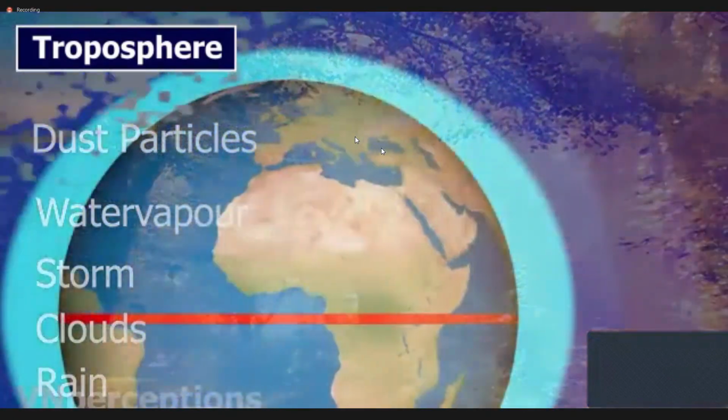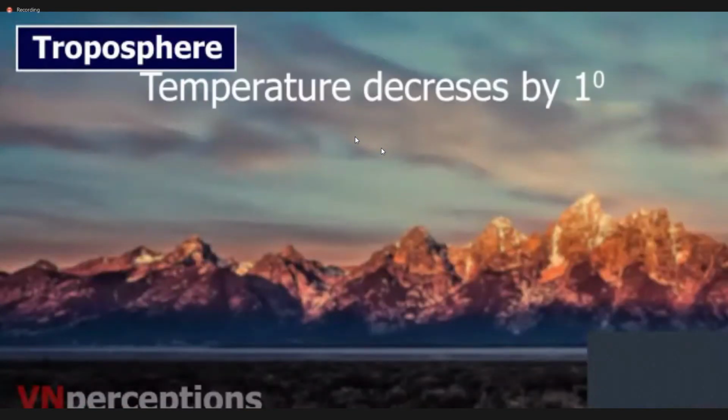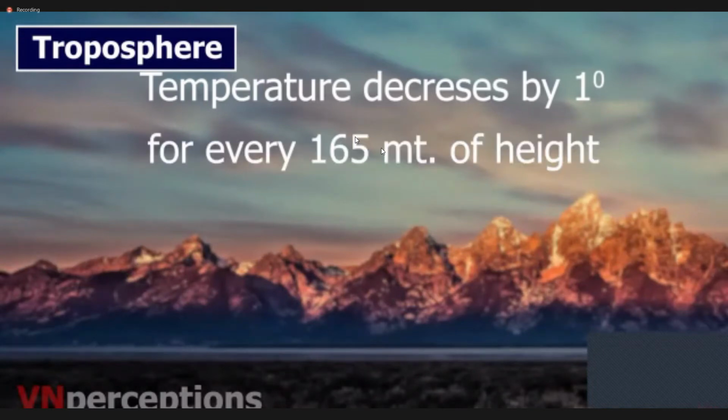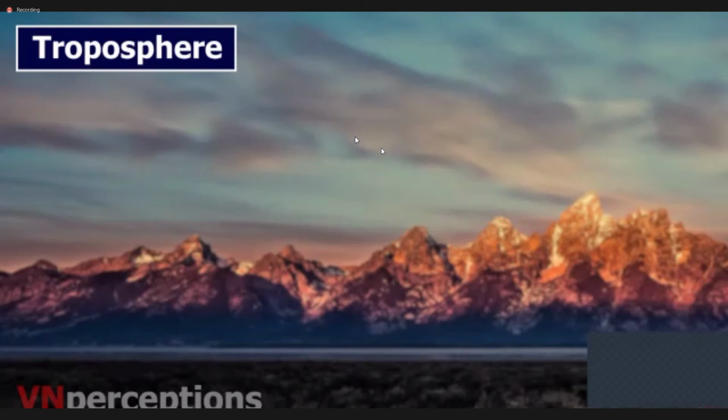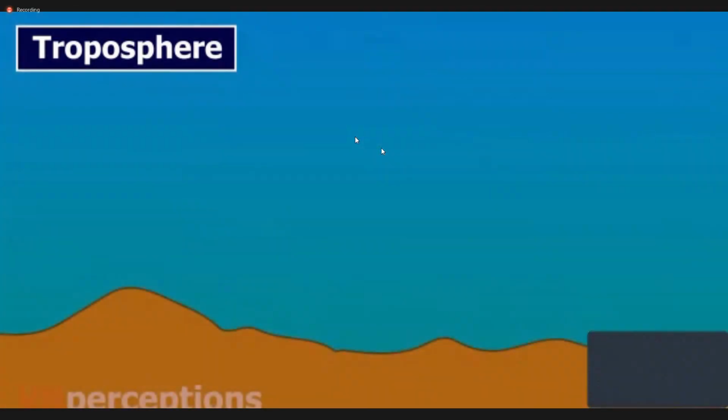The temperature in this layer decreases at the rate of 1 degree for every 165 meters of height. That is why the peaks of tall mountains can be snow covered even in the summertime. This is the most important layer of all biological activities.